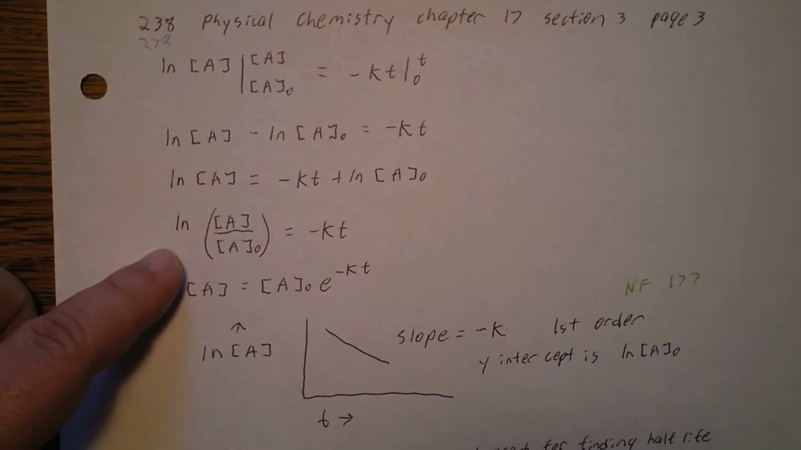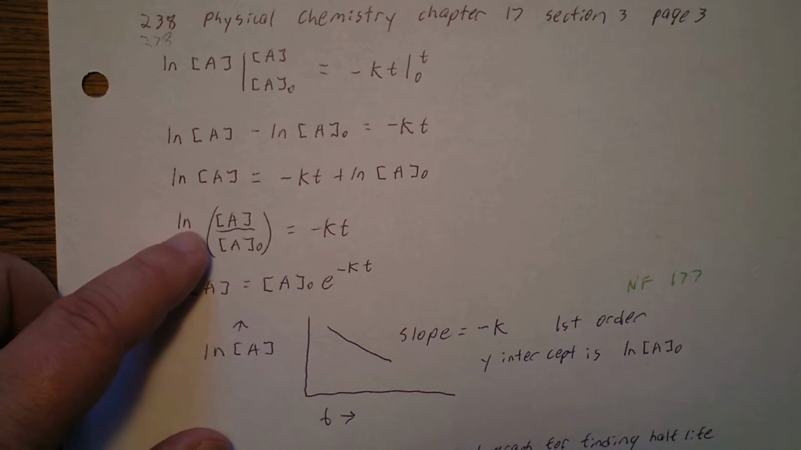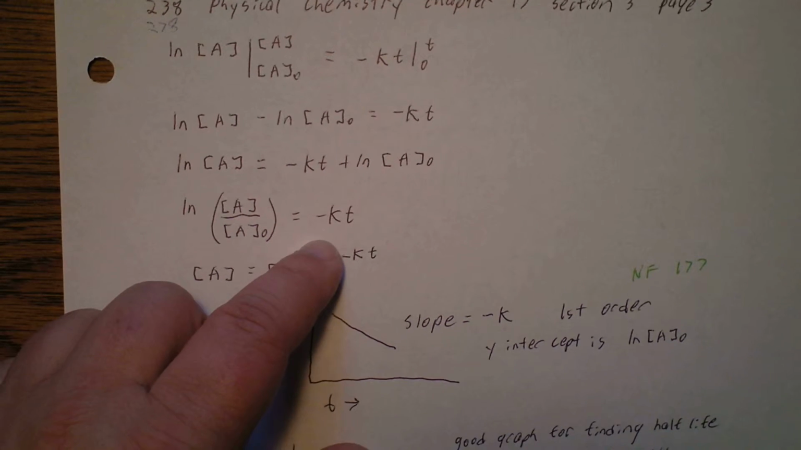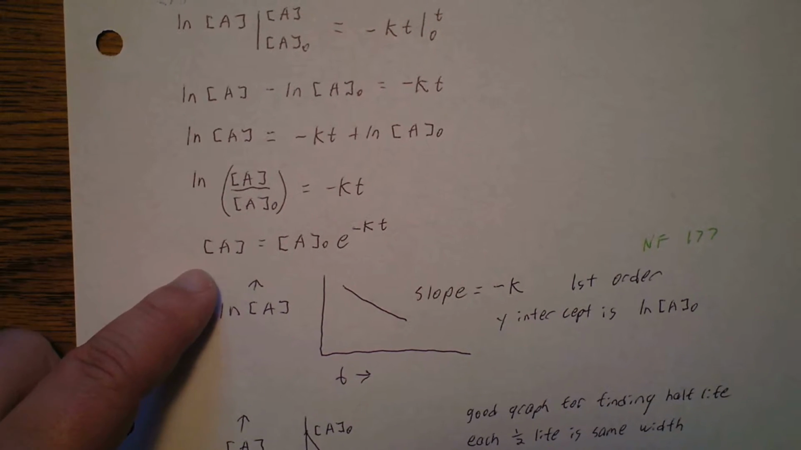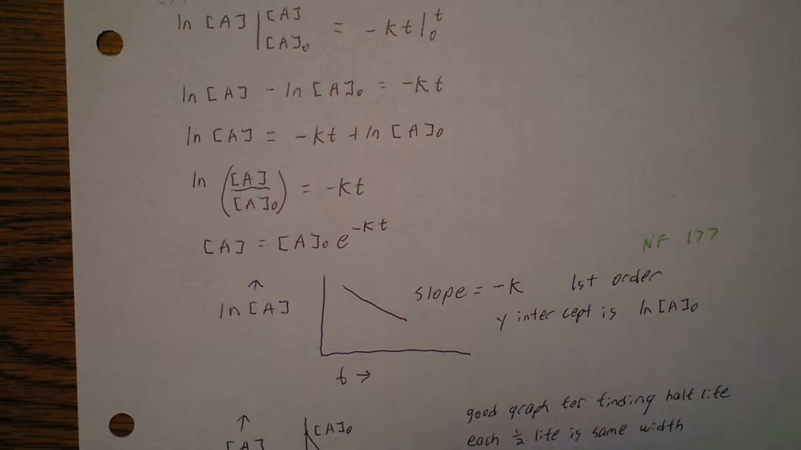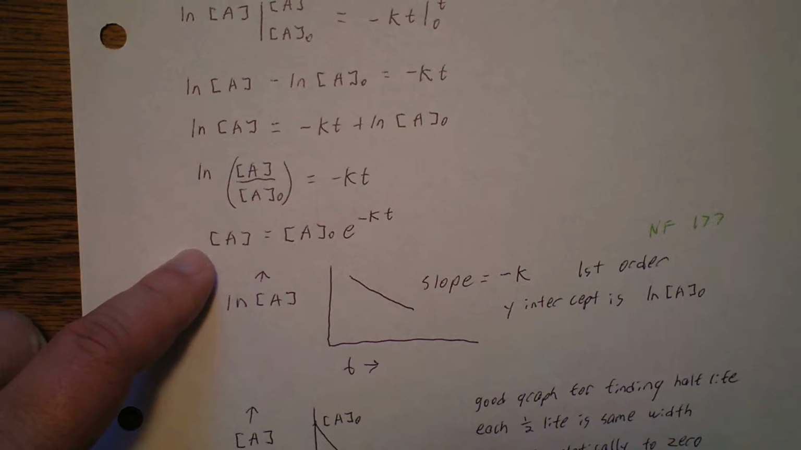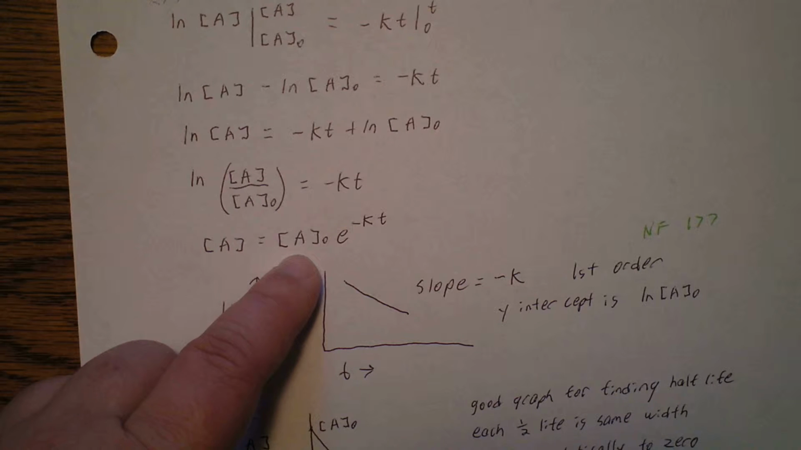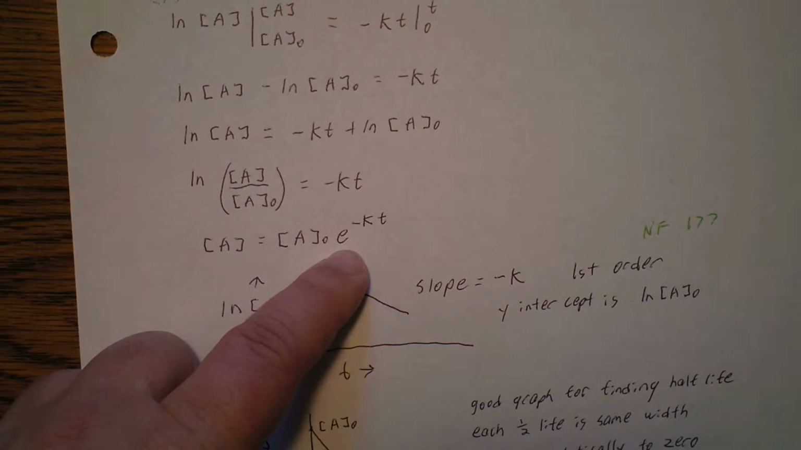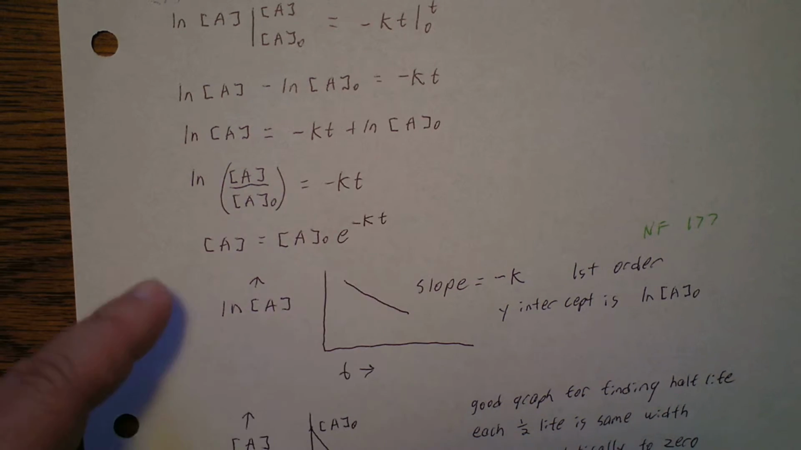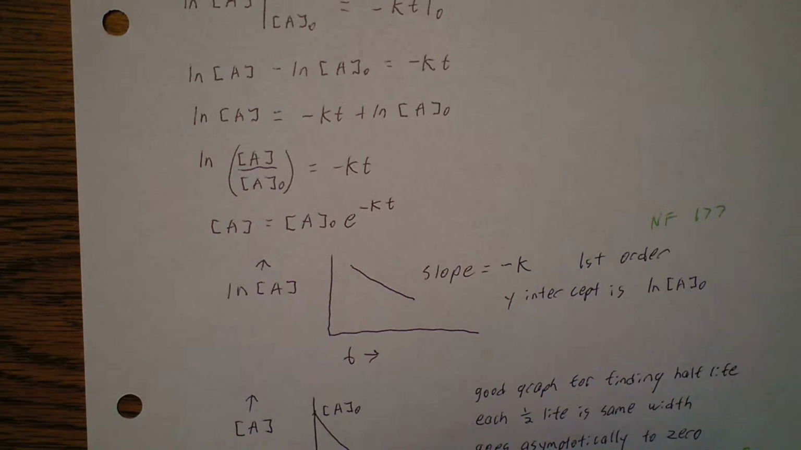So then we can write it, the natural log of the concentration of A divided by the initial concentration of A is equal to minus kt. All we're doing is algebra to move stuff around here. So then we have the concentration of A is equal to the initial concentration of A times e to the minus kt. See what we did? We took e to both sides here and just solved for the concentration of A.